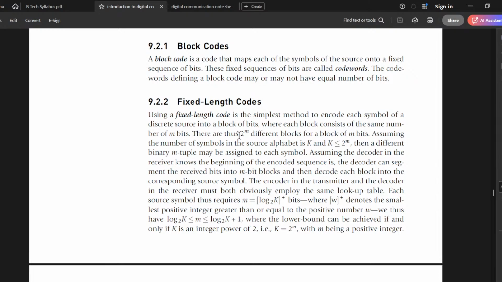Yes, there are thus 2 to the power of m different blocks for a block of m bits. Assuming the number of symbols in the source is k, if k is less than or equal to 2 to the power of m, then a different binary m-tuple may be assigned to each symbol.